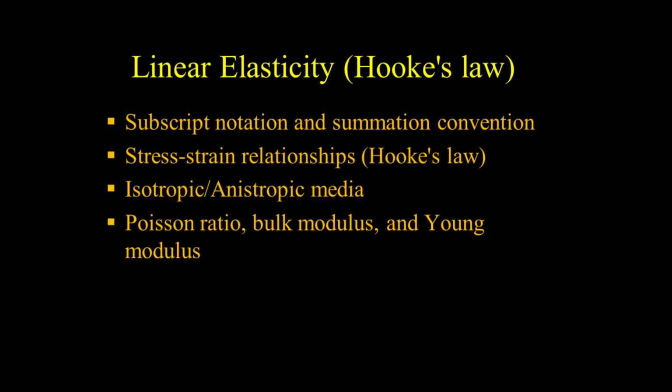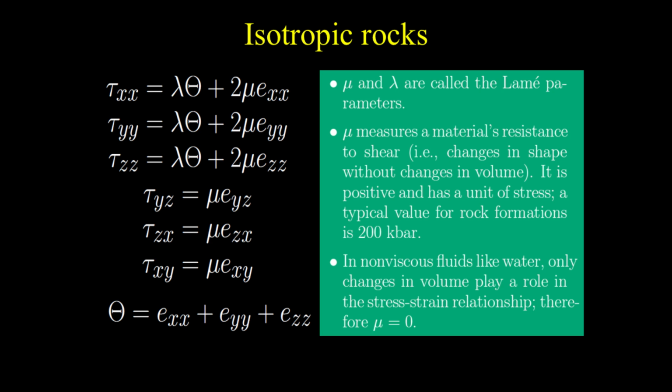Lastly, we discuss Poisson ratio, bulk modulus, and Young modulus, which are elastic moduli associated with a particular form of stress-strain relationships. The relationships between stress and strain in the isotropic case are given here. Mu and lambda are called the Lamé parameters.